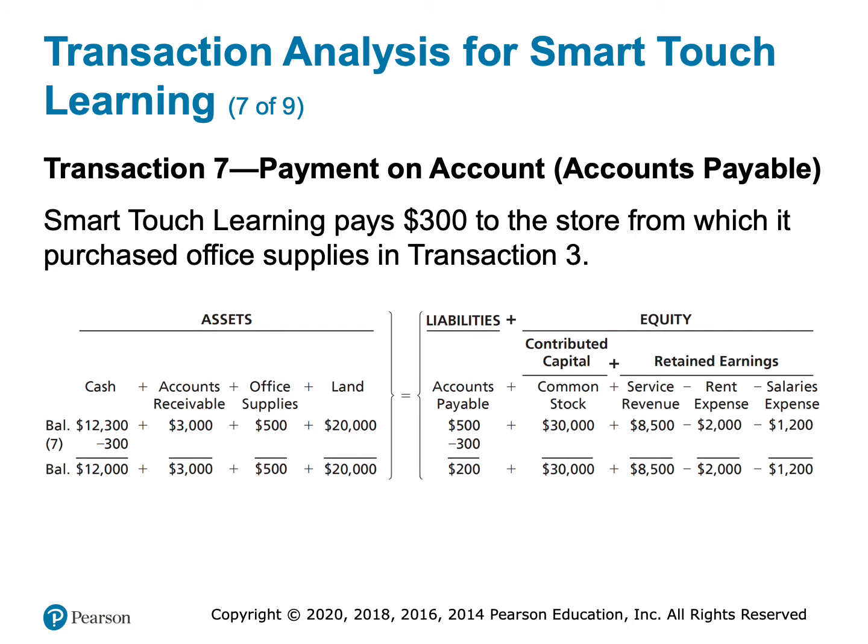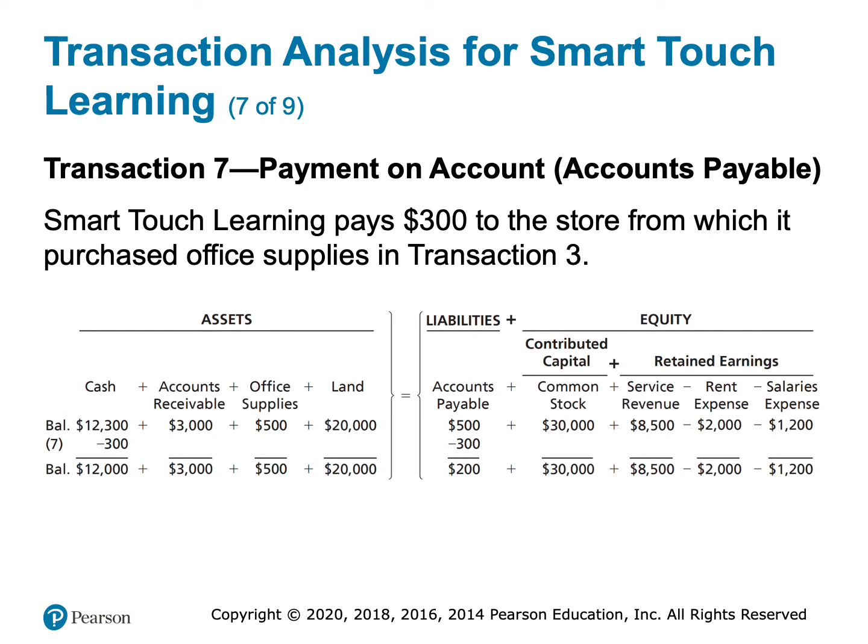Now, here we're told that we are paying $300 on the account from where we purchased the office supplies back in transaction 3. So if you remember back, if you want to flip back in your notes, in transaction 3 we said we bought office supplies and we said send me a bill, I'll pay you later. So we increased office supplies by $500 and we increased accounts payable by $500. Now we've gotten the bill from Office Depot and we're going to pay $300 of the $500 that we owe.